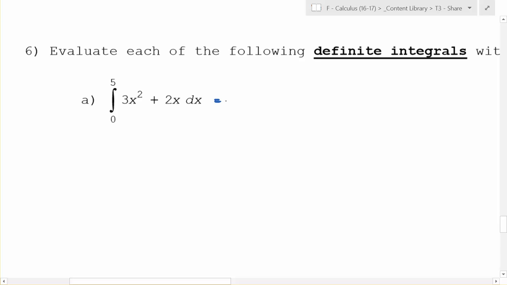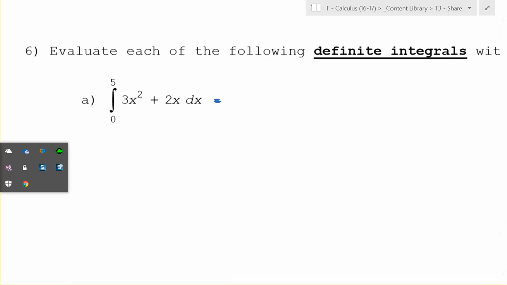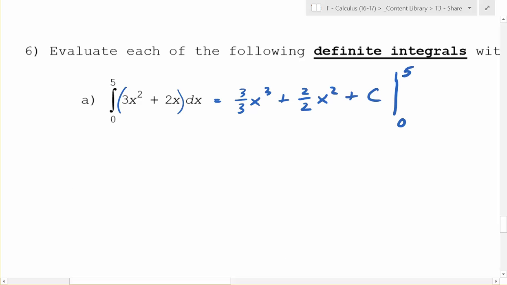Chris, can you tell me what the indefinite integral of this is? Limits of integration, 0 to 5. That bar means you're integrating it from 0 to 5. Now, can you simplify that a little bit first? What's 3 over 3? So this is really just x cubed plus x squared plus c from 0 to 5, which means you plug in 5, and then you subtract what you get when you plug in 0.